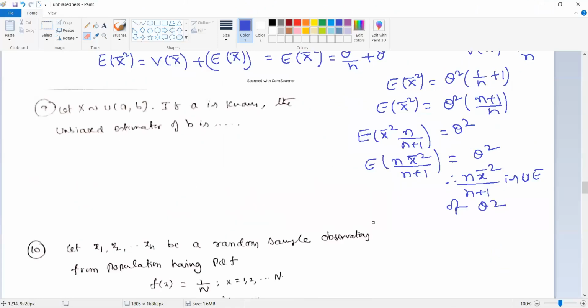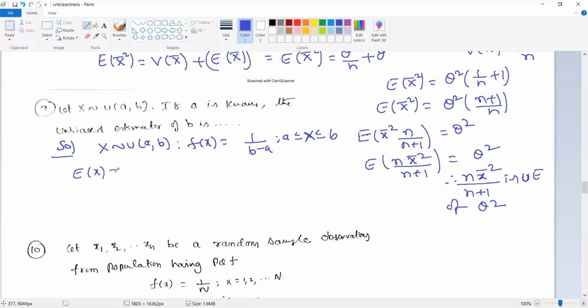Problem 9. So now here is another population. X follows a uniform distribution (A, B). Here A is a known value; find an unbiased estimator of B. The probability function, so here it is a continuous uniform distribution, is 1 by (B minus A), for A less than or equal to x less than or equal to B. Here A is a constant value and B is a constant value. Out of these two constants, A is known. We have to estimate the B value using the unbiased technique.